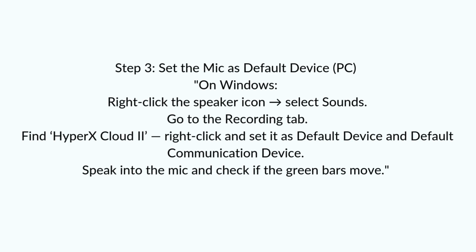Step 3. Set the mic as default device on PC. On Windows, right-click the speaker icon, select Sounds. Go to the Recording tab. Find HyperX Cloud 2. Right-click and set it as default device and default communication device. Speak into the mic and check if the green bars move.